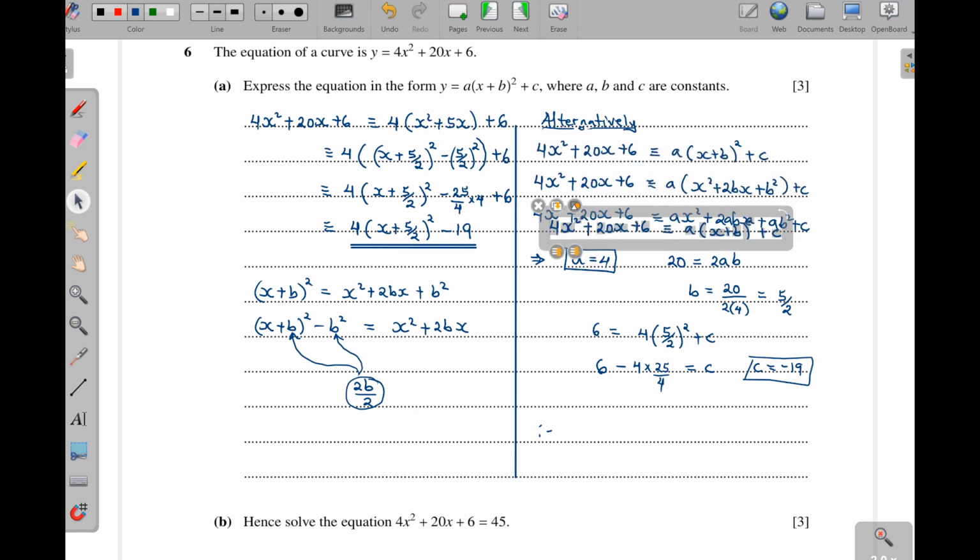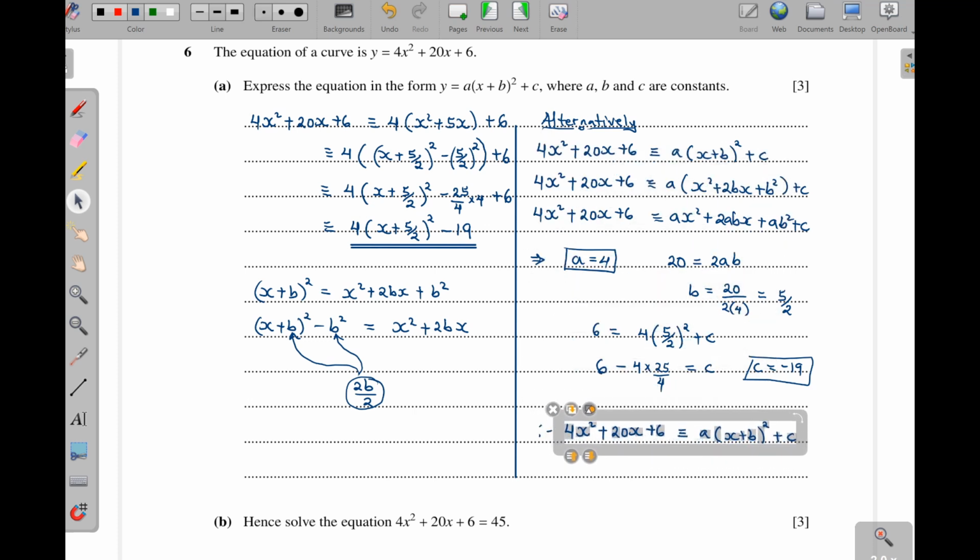So this simply implies that now you get this. Just bring it here like that. And then where there is a, b, and c, you put its value. So our a is a 4. Our b is 5 over 2. And then our c is a minus 19. So you put minus 19 here.